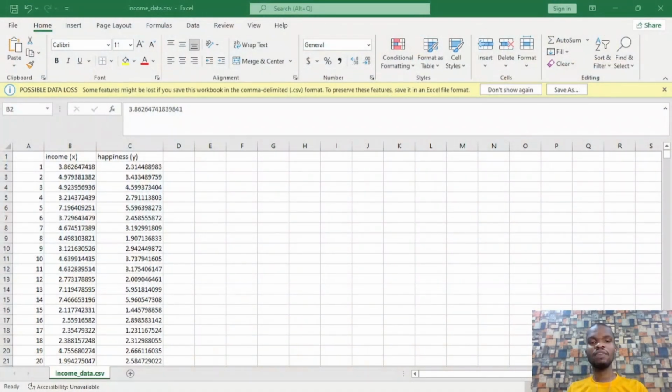So the data we have here is a data that has the income of individuals and their happiness index. So with the income, we would be learning the relationship between income and happiness of individuals. At the end of this tutorial, we will be hoping to have developed a model that could help us to predict values of our happiness index from our independent variable income.